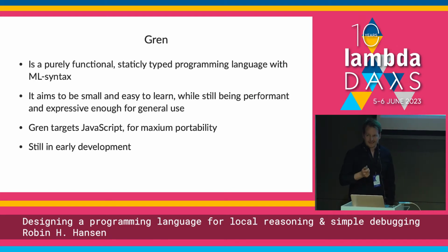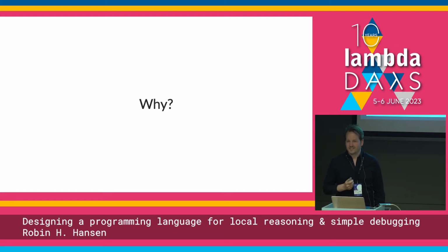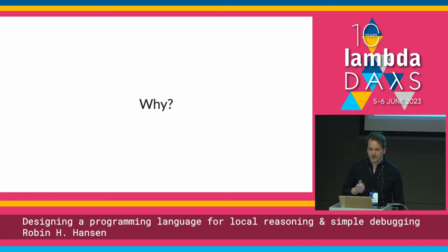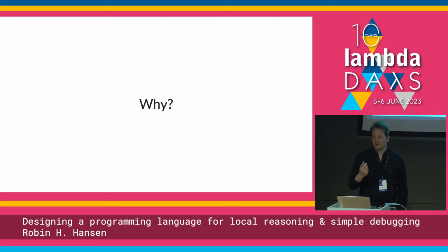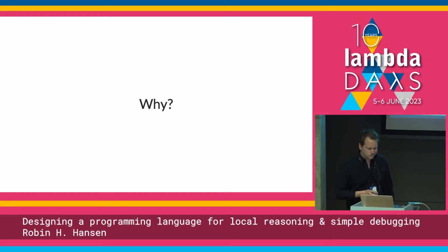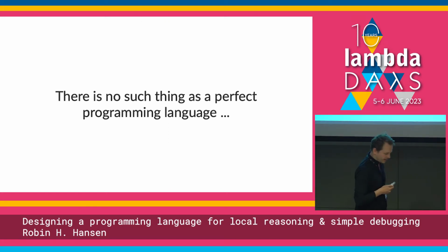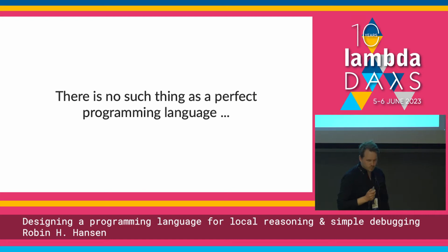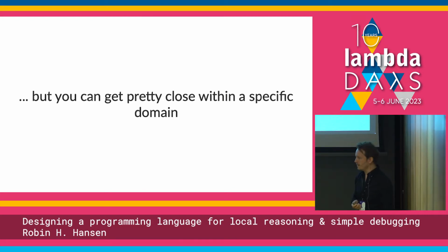The most common question I get when I say that I work on a programming language is why? Why are you doing this? Why should I care? These are very intimidating questions to answer, but they're good questions to answer. And it's important to keep those questions in the back of your mind as you work on the language. Because ultimately, there is no such thing as the perfect programming language. But I believe you can get pretty close if you have a set of constraints and use cases in mind.